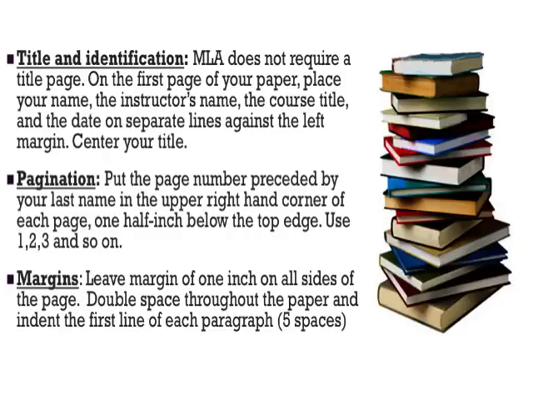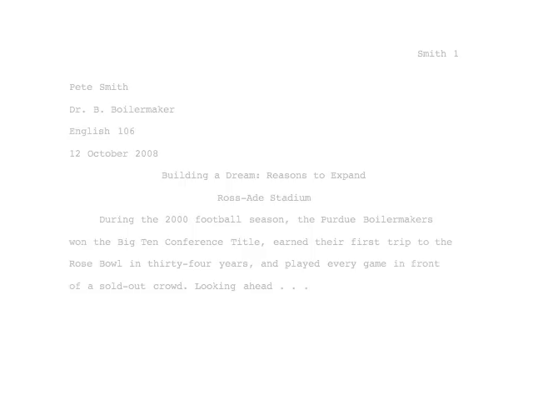On the first page of your paper, though, you will place your name, the instructor's name, myself, Miss Cline-Douthitt, the course title, and the date on separate lines against the left margin. The title of your paper should also be centered. Each page should have a page number preceded by your last name in the upper right-hand corner. The entire paper should be double-spaced throughout, and there should be 1-inch margins on all sides.